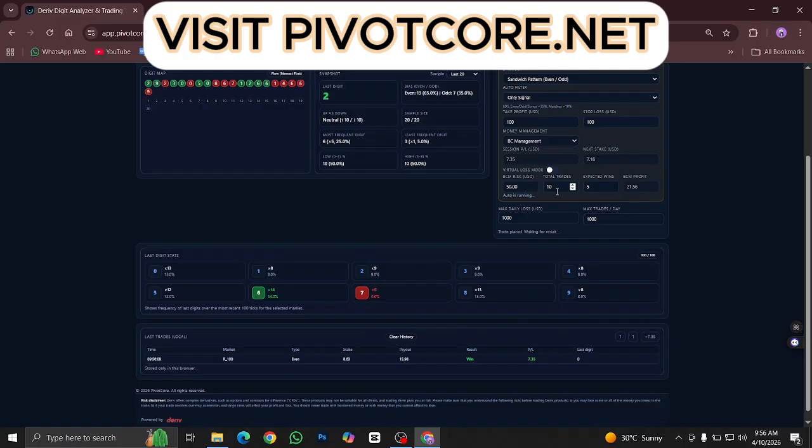In this session, I'm focusing on the even odds strategy. It's one of the most popular ways to trade on Deriv, but doing it manually can be stressful. With PivotCore, we automate the process.